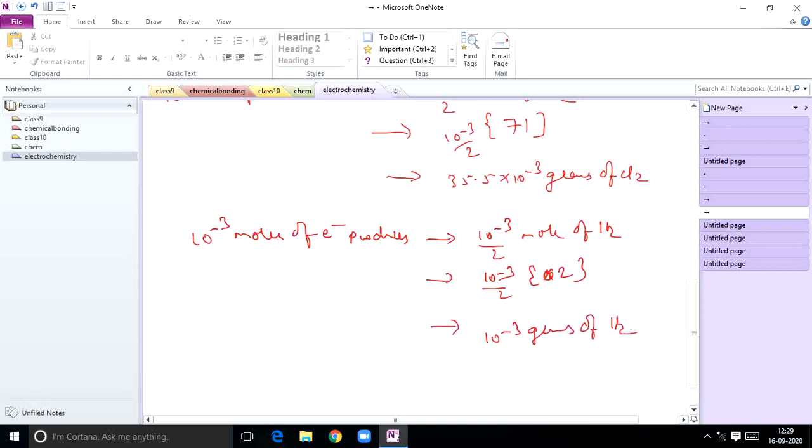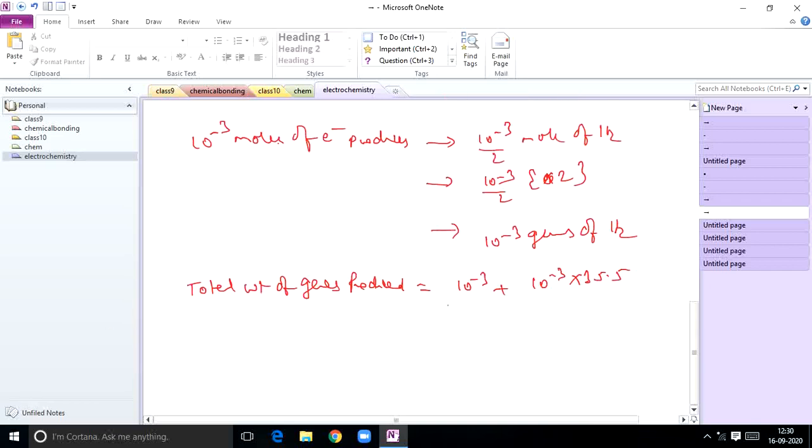So total weight of gases produced, two gases, total weight of gases produced is equal to 10 power minus 3 plus 10 power minus 3 into 35.5. Okay, then from this you can write, you take 10 power minus 3 common into 1 plus 35.5. So we will get 36.5 into 10 power minus 3 grams. That is the total mass, total weight of gases, right?